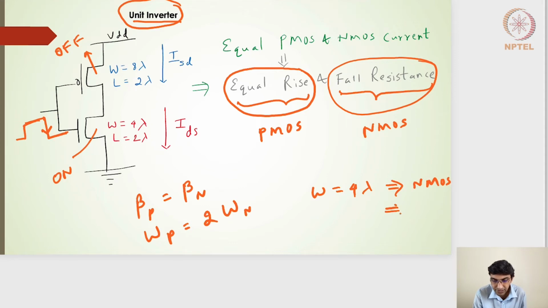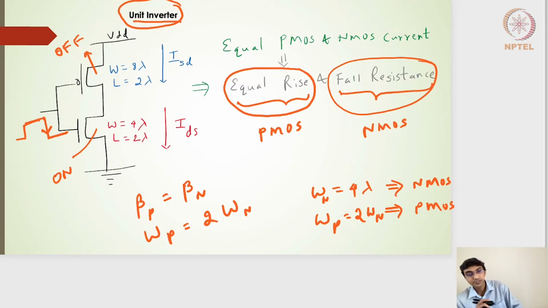So for the PMOS, the width I need is twice that of the width of the NMOS. So that becomes 8 lambda. So the unit inverter is not made up of unit PMOS and unit NMOS, right? It is actually made up of unit NMOS, but on the PMOS side, it is twice that of the unit PMOS. So the width here should be 8 lambda for the PMOS, whereas the width of the NMOS is 4 lambda. And the reason for the unit inverter is we want equal rise and fall resistances.